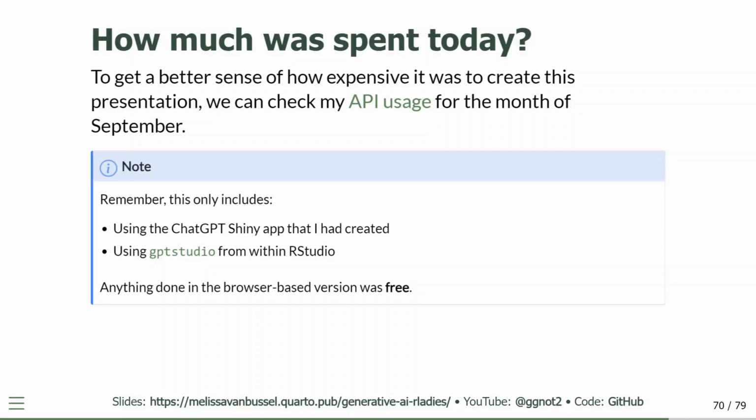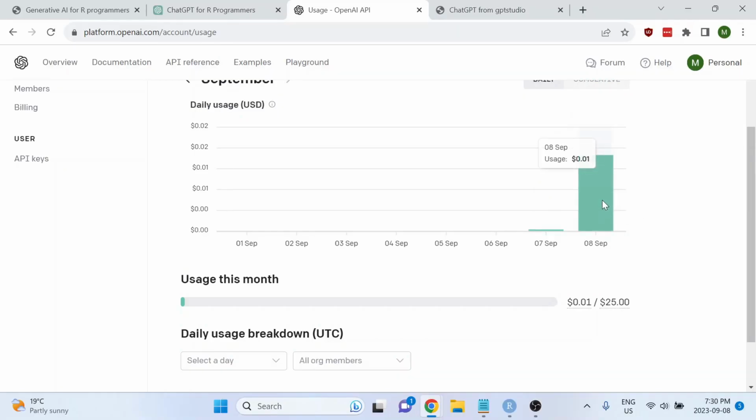If you're wondering how much this stuff costs in practice, I'm going to show you my API usage for the month of September in order to get a better sense of how expensive it was to create this presentation. As a reminder, this only includes the stuff that was using the API key, so it doesn't include anything from the browser-based version. This was just from using gptstudio from within RStudio. So in order to do everything that you saw in this video today, this only cost about a penny. Keep in mind we didn't really do that much, but hopefully this at least gives you some confidence that you can play around with that $5 free credit and get a feel for the API without breaking the bank.